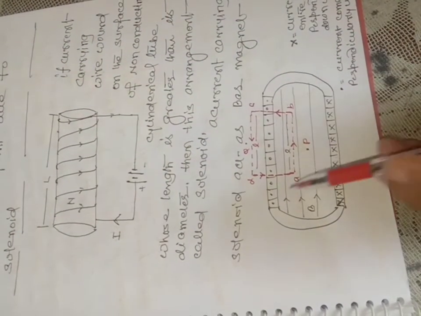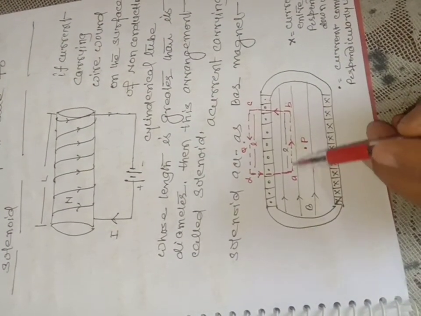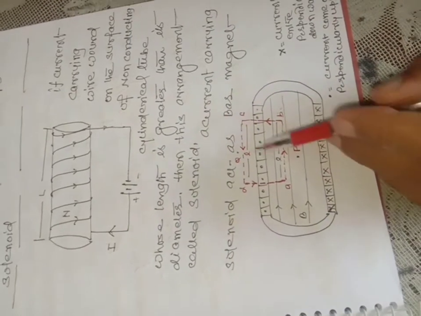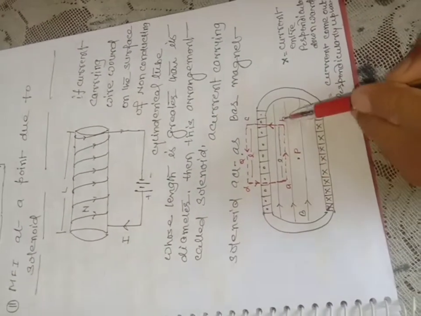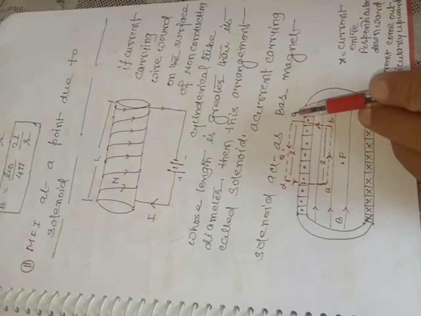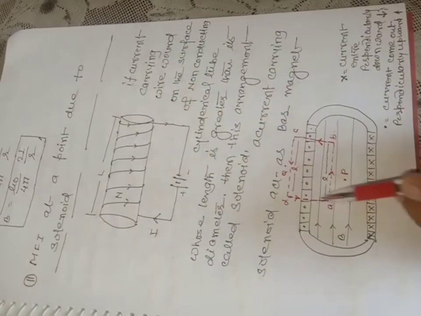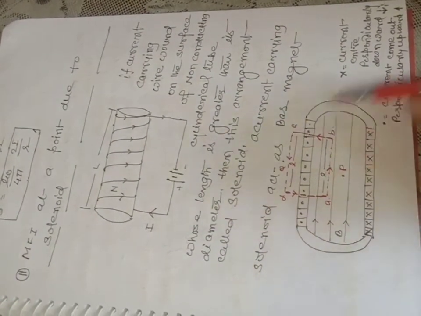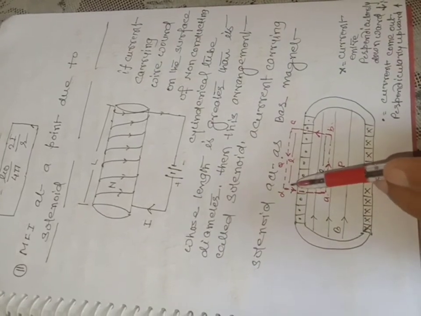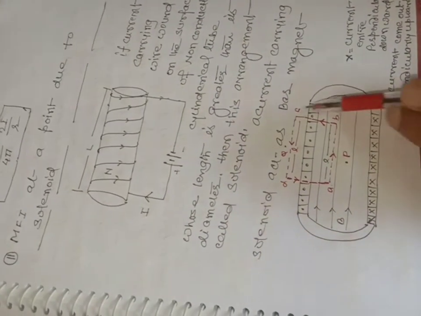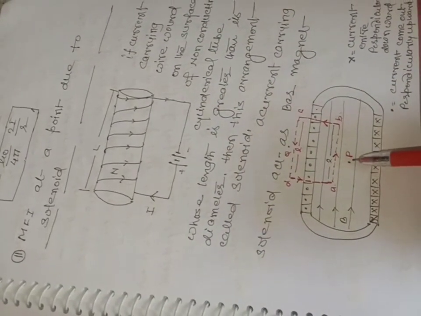Clear now? So we take a small segment of this solenoid, suppose its length is L. So here AB is equal to L. So ABCD is the Amperian loop, which is rectangular in form. Correct now? So what is the magnetic field which is produced at point P?